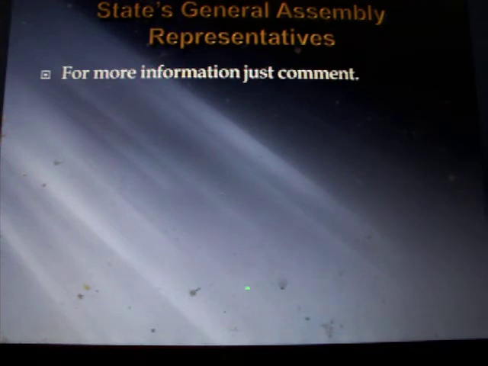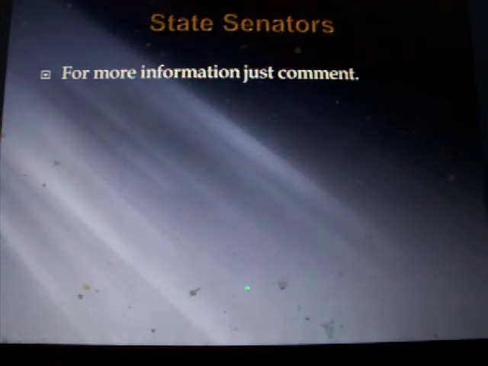The state's General Assembly. The state's General Assembly is similar to the United States House of Representatives. If you want more information, just leave a comment, because there are about 151 representatives in Connecticut. State senators. Once again, for more information, just leave a comment. Your state senator is a little bit confusing of a term, because you can say that on a federal level or you can say that on your local state level. On the state level, there are about 36 senators for Connecticut.